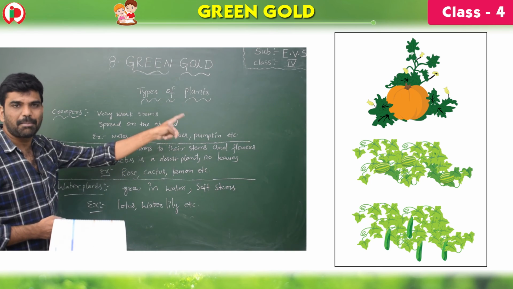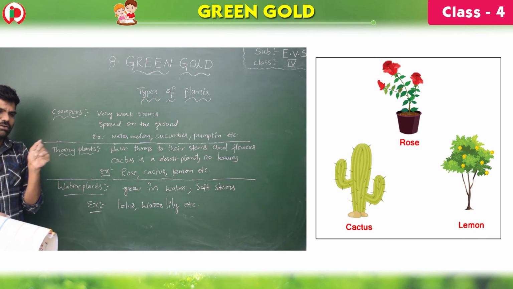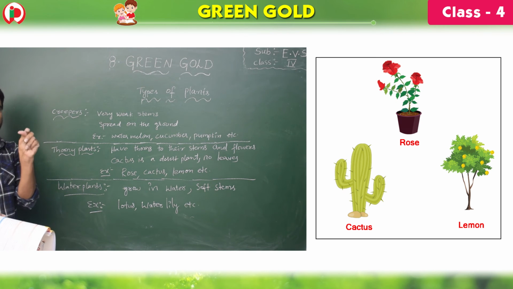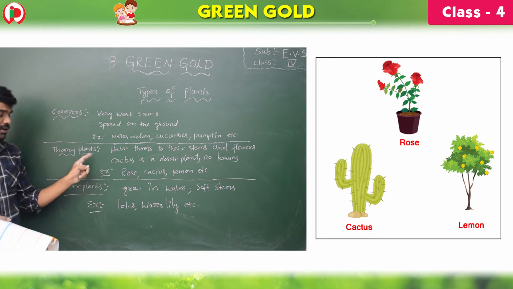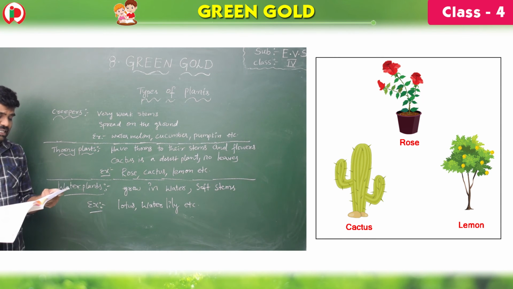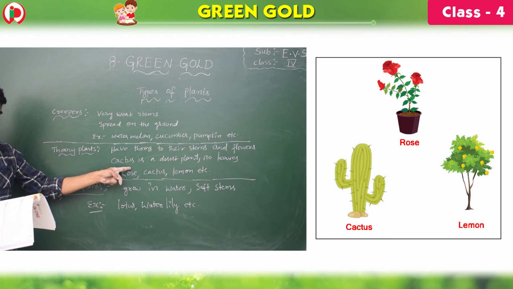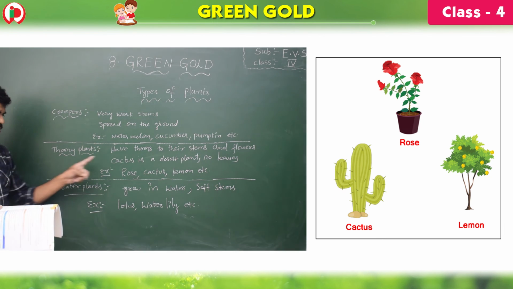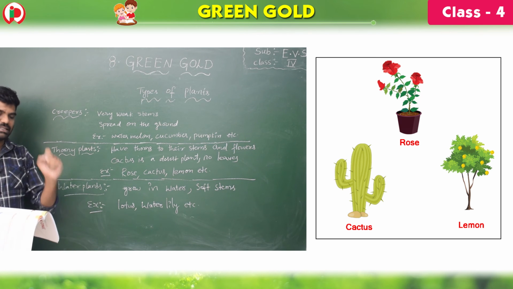Now let's come to the thorny plants. Children, if you want to touch some flowers, the spikes or the thorns will prick your fingers. Best example is rose. Try to pluck the rose, be careful, the thorns will be there. Some plants have thorns on their stems and flowers. Such plants are called thorny plants. Cactus is a desert plant. It has no leaves, children, but it has thorns on its body. Best examples are rose, cactus, lemon. Even lemon has thorns.